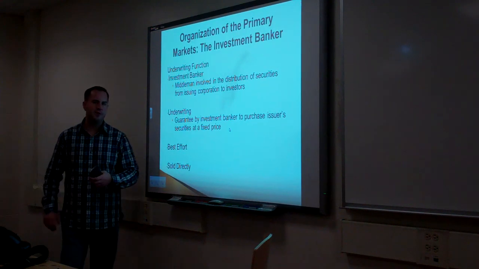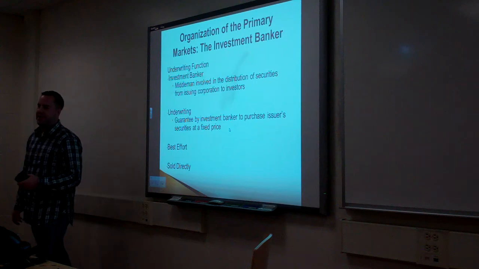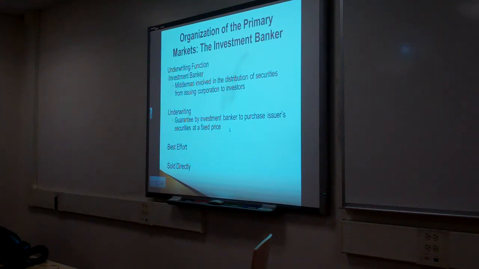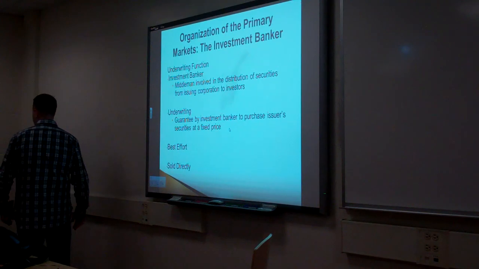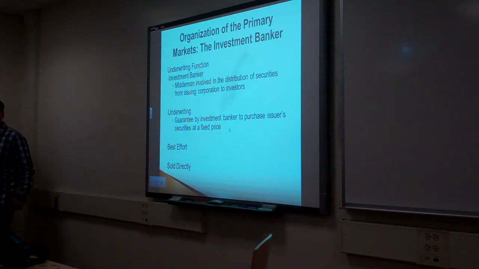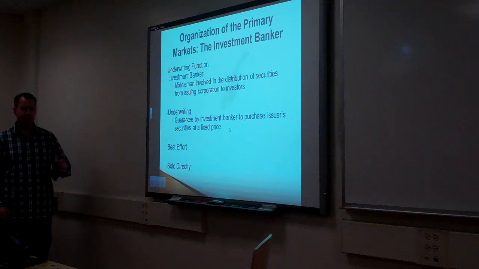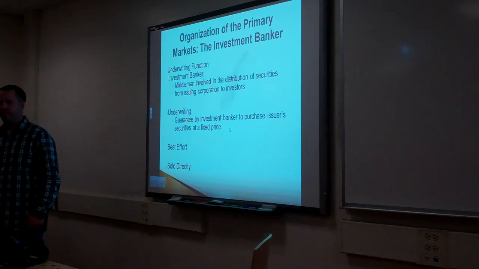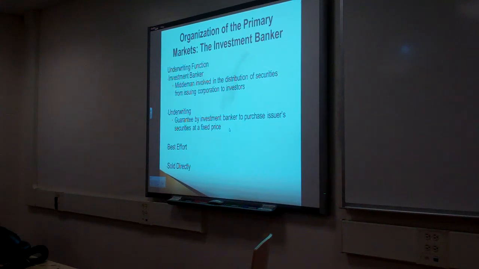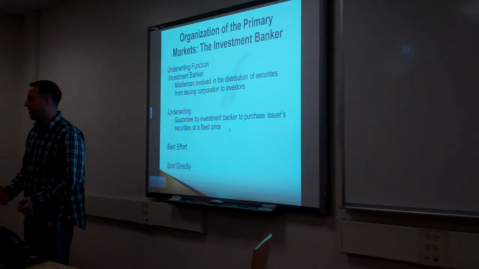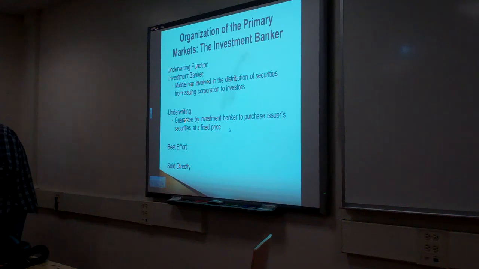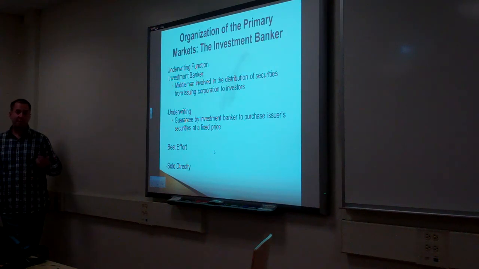There's also the option of best effort. If they sign an investment banker up on a best efforts basis, there's no guarantee that they're going to sell the security, right? And then sold directly. Google did something like this when they had their IPO. They didn't use an investment bank. They used a Dutch-style auction, which I'm not going to get into in this chapter or this class, but they basically sold their stock direct to the public, okay? And obviously you say there's a cost savings in doing that because you're cutting out the middleman.